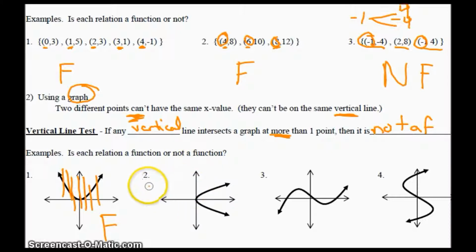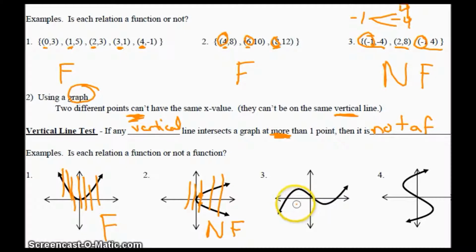If we look at number 2, we're looking at our vertical line. So if I start drawing across, we have a problem right here and here. They're on the same vertical line. If any vertical line intersects the graph at more than one point, we do not have a function.